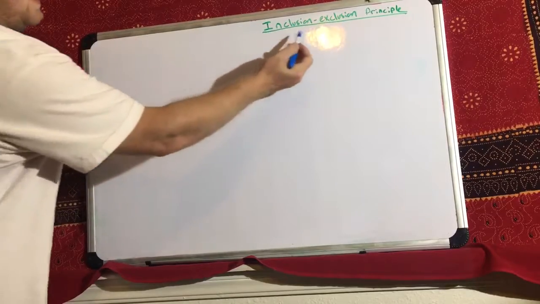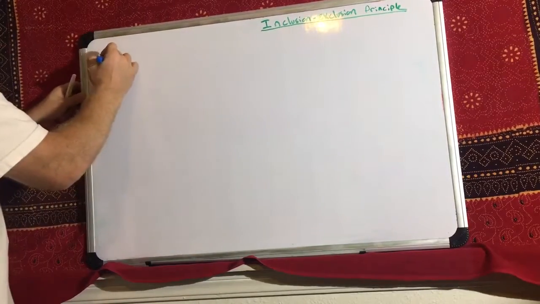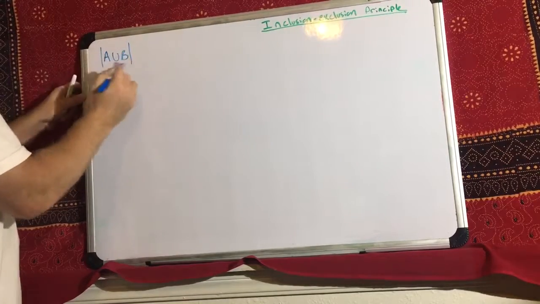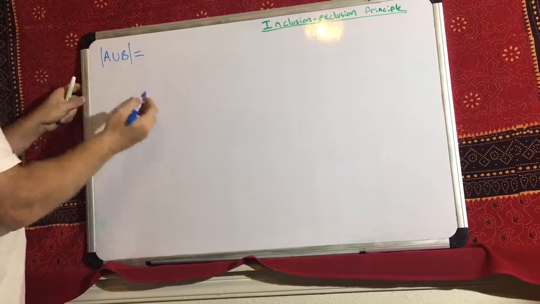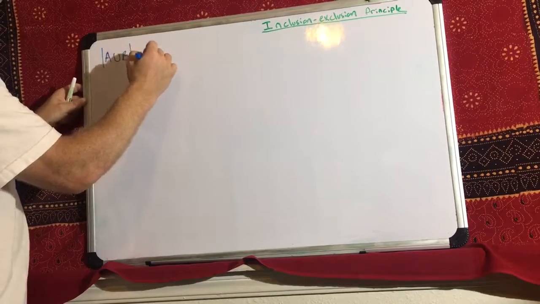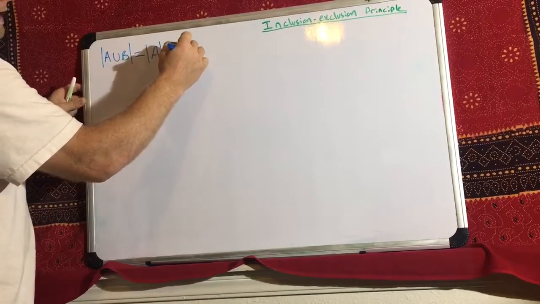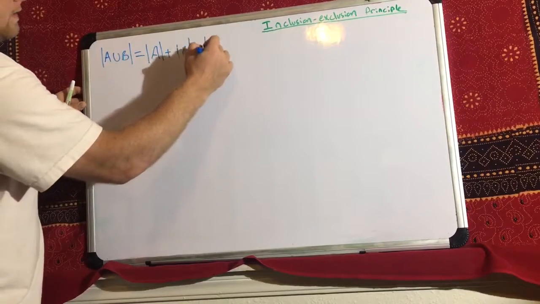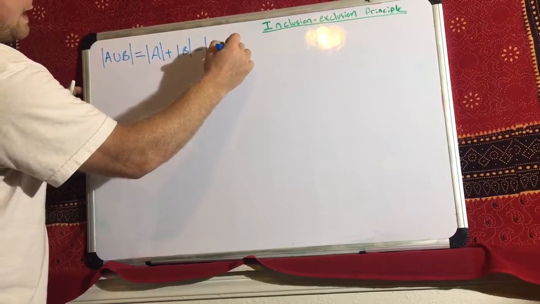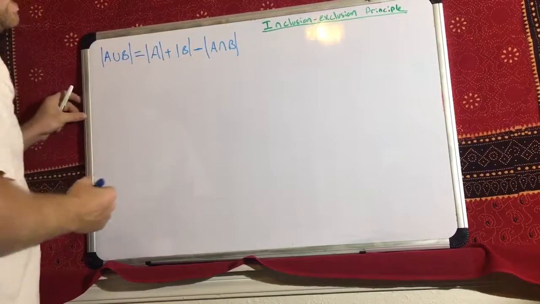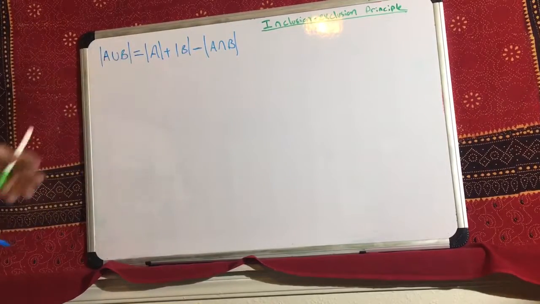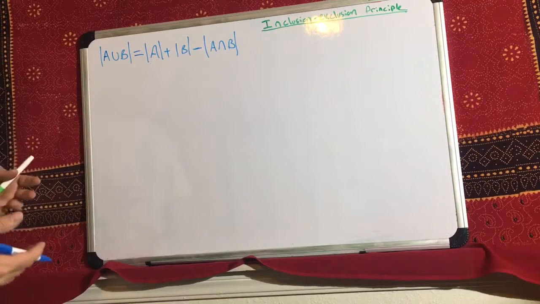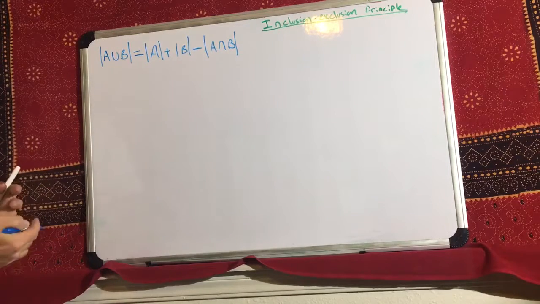So the inclusion-exclusion principle states that the cardinality of A union B equals the cardinality of A plus the cardinality of B, subtract the cardinality of A intersect B. Now what does all that mean? You can memorize the formula and get away with that for a while, but it's going to confuse you if you don't get a picture diagram in your head of what's going on.